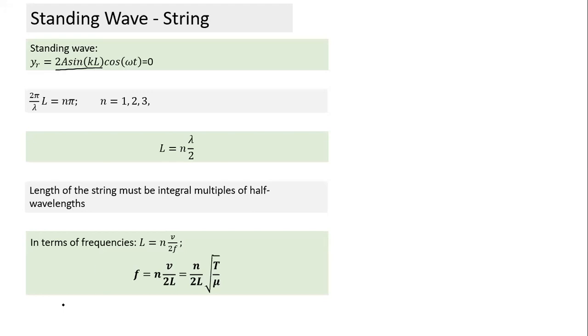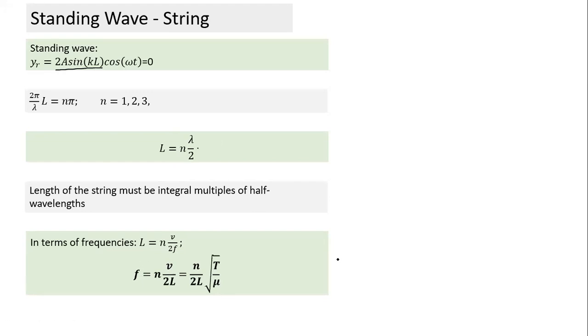This equation is based on two conditions. What are the two conditions we have come up with? The same equation can be written in different forms. These two are not different, only lambda has been replaced by v by f. One is in terms of the relationship between wavelength and L, and the other tells you what frequencies of vibration are possible. Only these frequencies of vibration are possible, other vibrations are not possible.